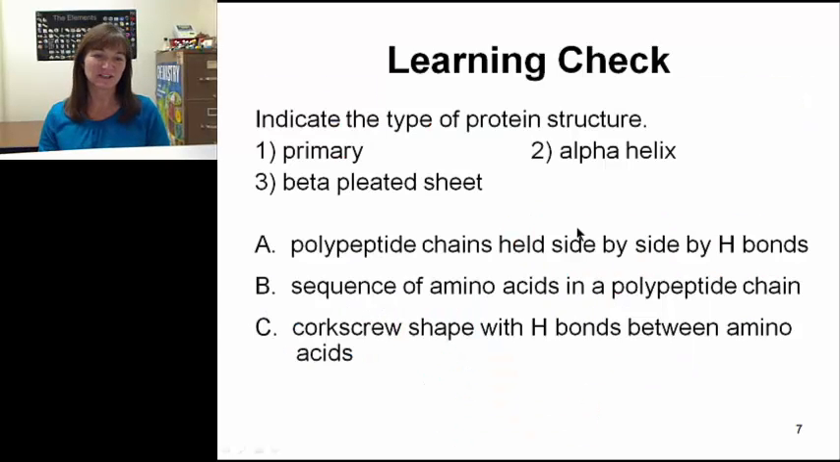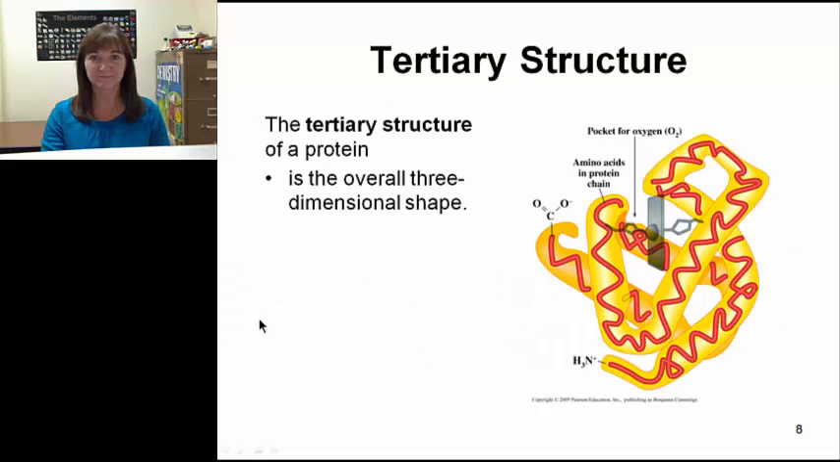So here is a learning check. Indicate the type of protein structure, whether it's primary, a beta pleated sheet, or an alpha helix. A says it's a polypeptide chain held together side by side by H bonds. So that whole side by side, hopefully you said it was beta sheets. So A would be 3. B is the sequence of amino acids. So that's the definition of your primary structure. And here's the corkscrew shape, which goes with our alpha helix. That'd be number 2.